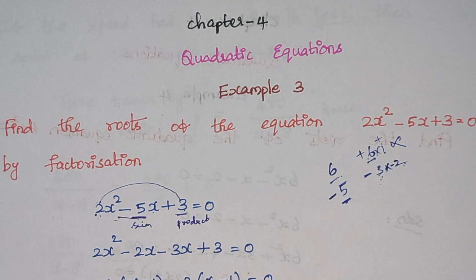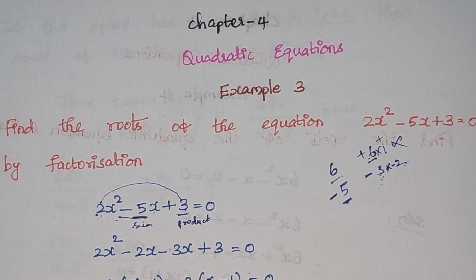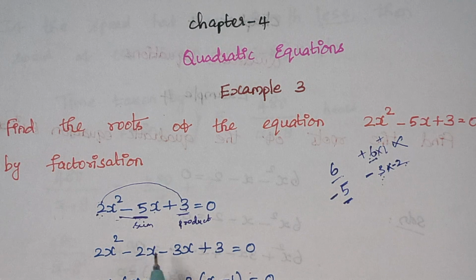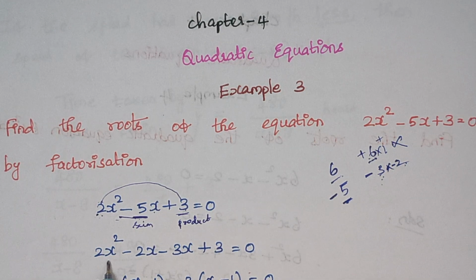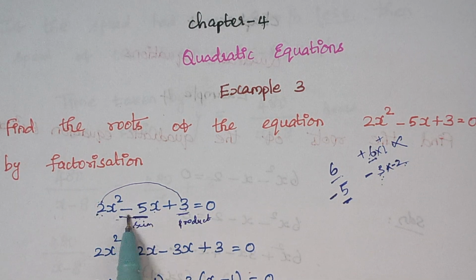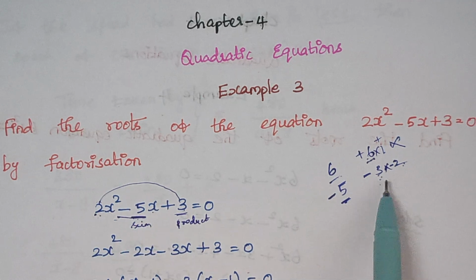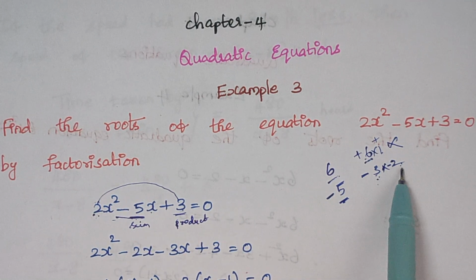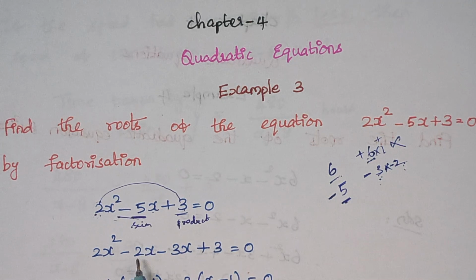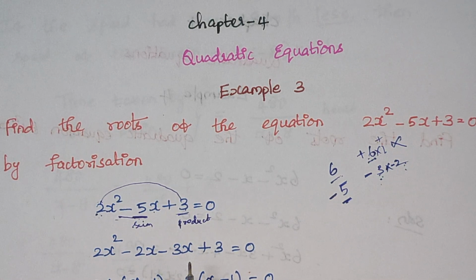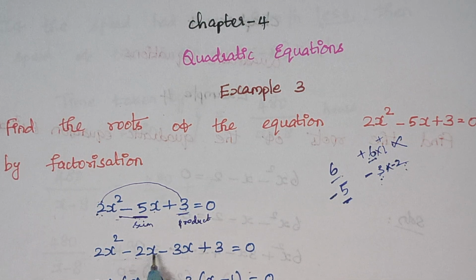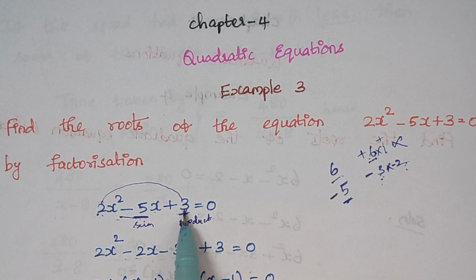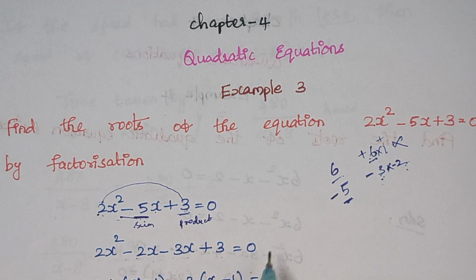Therefore, we are splitting the terms and writing. Write the first term as such, and in the place of −5x, we are writing −3x and −2x. Again, it's up to you. You can write any number first; it won't change. Since I have a 2 here, I am writing −2x, −3x, and this +3 equal to 0.